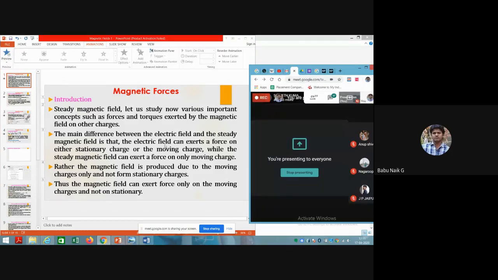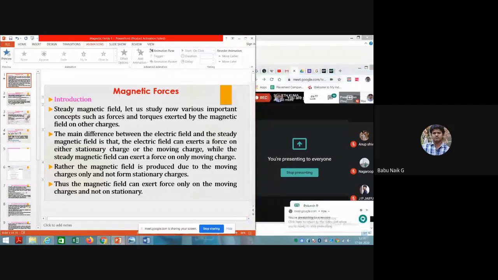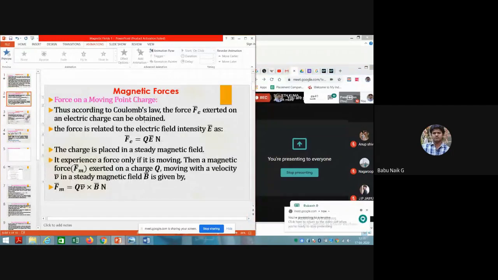So now let us take the same thing, which is the force on a moving point charge. Now we can compare these things in electrostatics and magnetostatics.